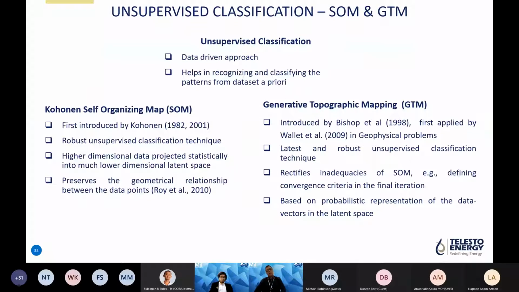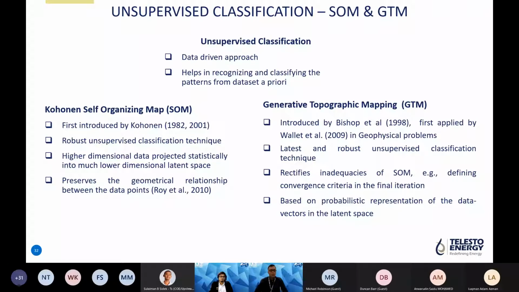So here we have used two approaches, what we call SOM and GTM. SOM is self-organizing map. GTM is generative topographic mapping. Both are data-driven. There is no bias, no a priori information. So that means without any input guidance or anything, this clustering or classification happens naturally based on the data that you are providing. It's a very robust technique.